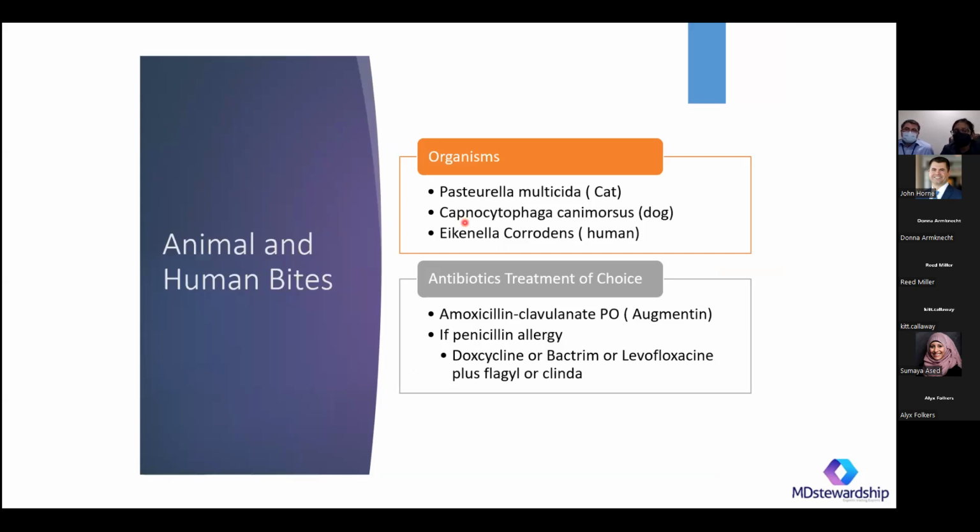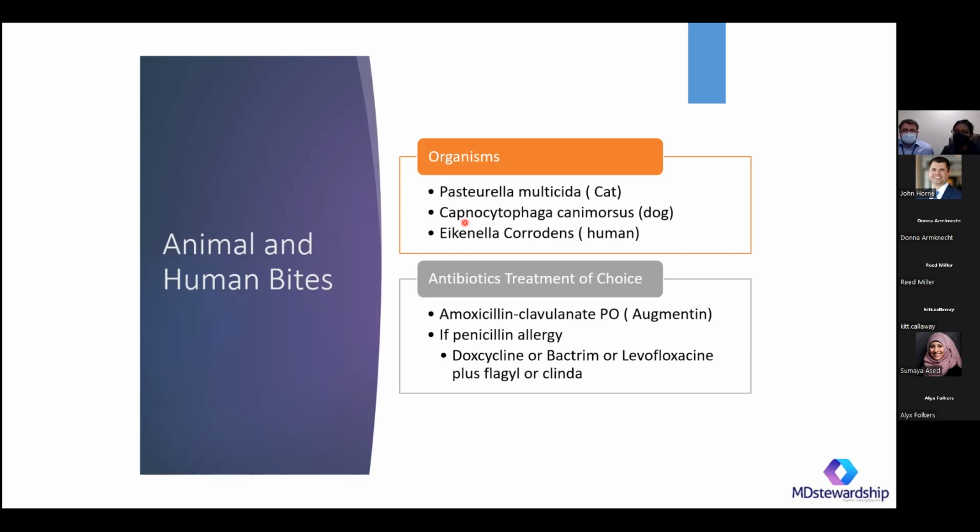And then other skin and soft tissue stuff that we see a lot is bites. Dog bites, cat bites, human bites, sometimes even other animals. I have had camel bites and cow bites. For the most part, the bacteria we're looking at is Pasteurella, Capnocytophaga, Eikenella. So ideally, the drug of choice is Augmentin. And if you have a penicillin allergy, doxy or Bactrim, or Levo plus Flagyl or clinda. So a 2-drug regimen is important.